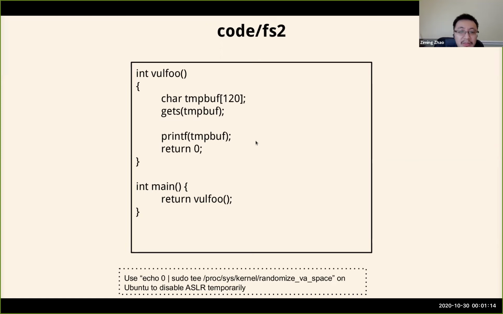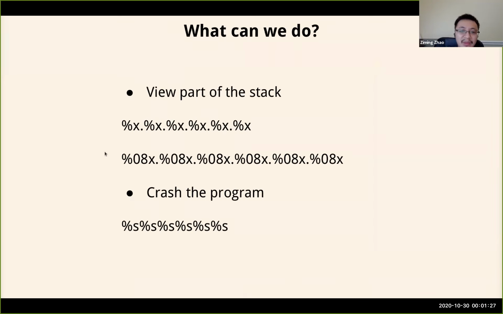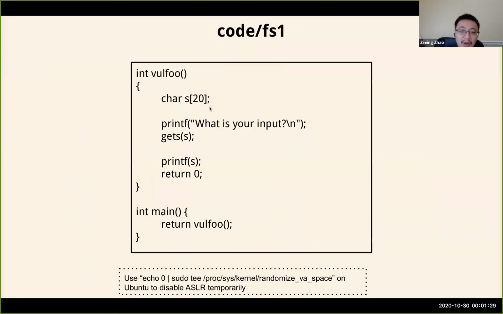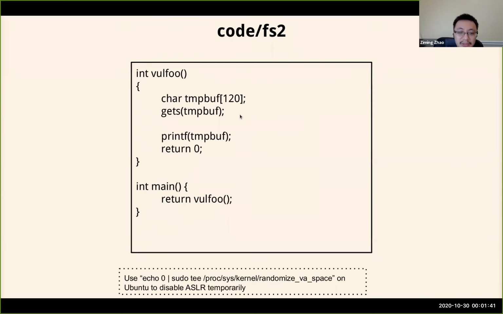So this one we have a local variable which is 120 bytes. Then we get your input. Then we print out whatever you put there. So this is basically the same as the first one. The only difference is I make the local variable larger, so we can put more format string characters there. That's the only difference.